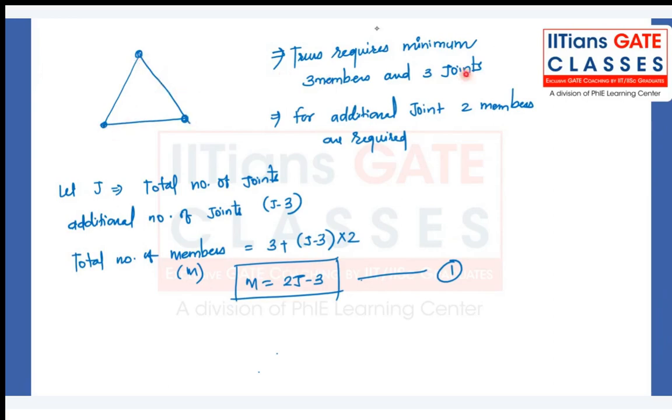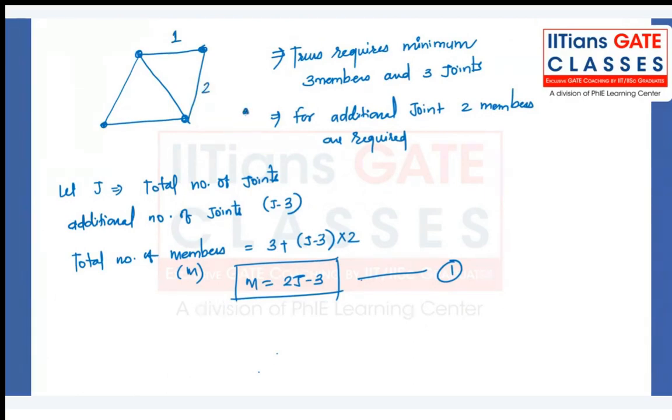Now, if I want to add an additional joint to the truss, for example, for this additional joint, I need 2 more members. This is 1 and 2. Similarly, if I want another additional joint, for this additional joint I need 2 more members. This is 1 and 2.